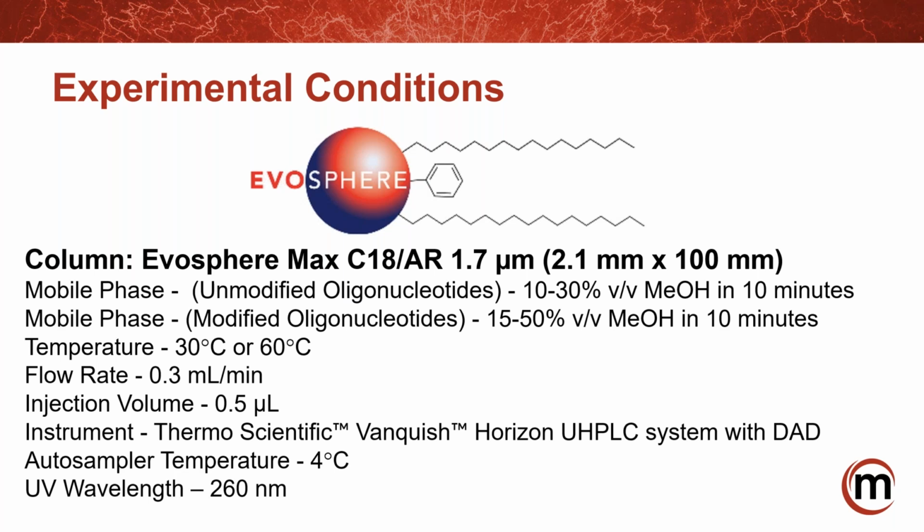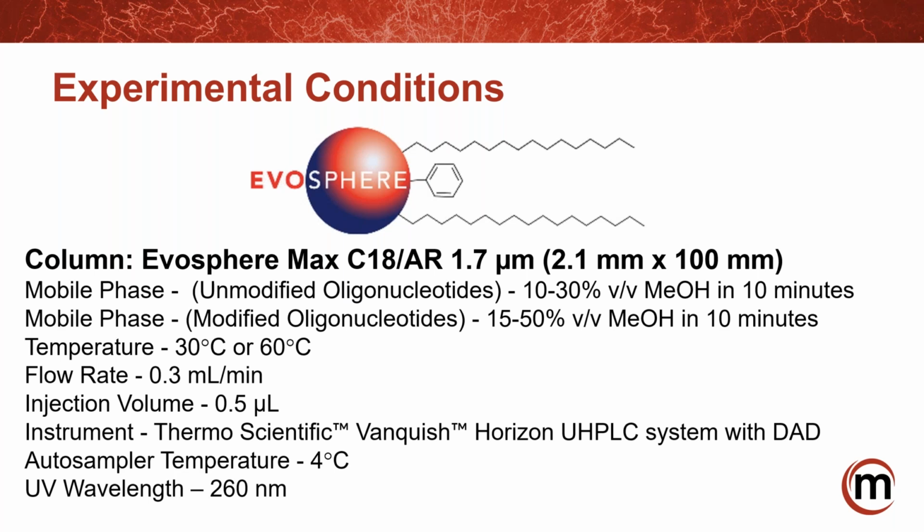The mobile phase that was chosen for the unmodified oligos is 10 to 30% methanol in 10 minutes. I'll talk about why methanol is important. And for the modified oligos, it's 15 to 50% methanol in 10 minutes. The temperature, 30 degrees C or 60 degrees C, we looked at. We used a flow rate of 0.3 mL per minute and an injection volume of 0.5 microliters.